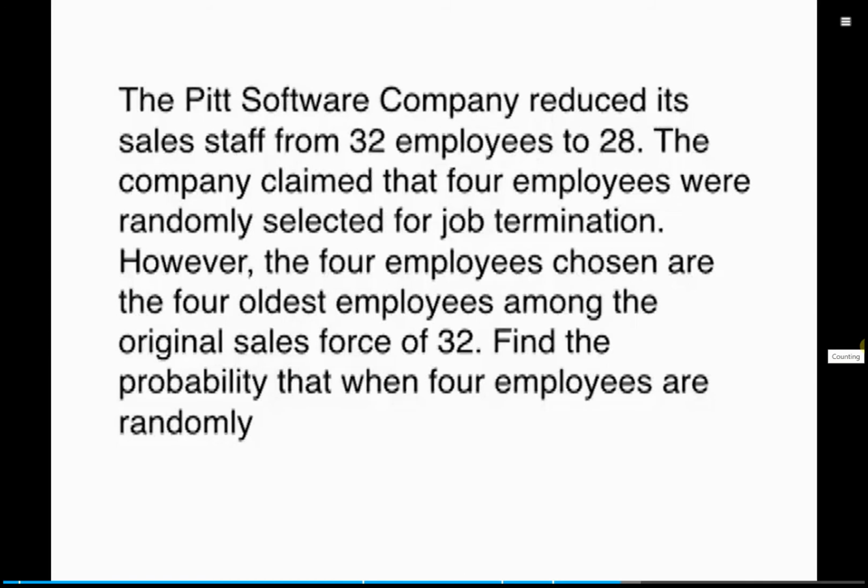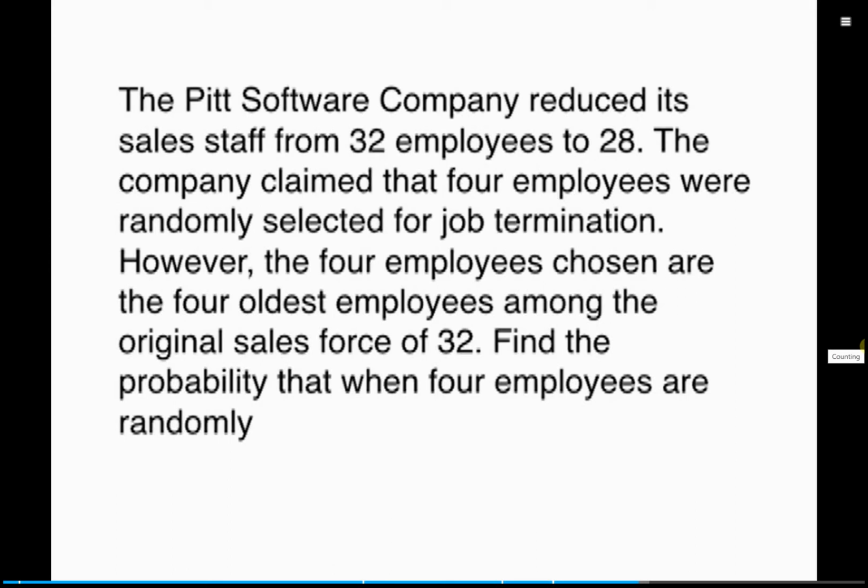It says, the Pitt Software Company reduced its sales staff from 32 employees to 28. The company claimed that 4 employees were randomly selected for job termination. However, the 4 employees chosen are the 4 oldest employees among the original sales force of 32. Now, part of this is cut off, so before I read the rest, I'm going to go ahead and look at some of the information here that we might need.